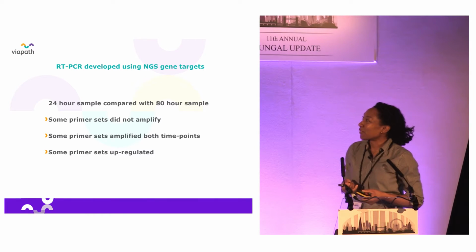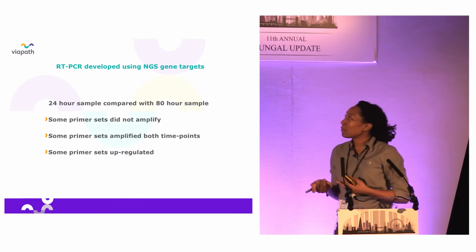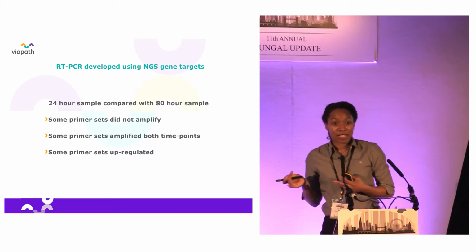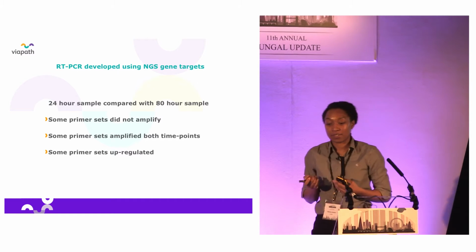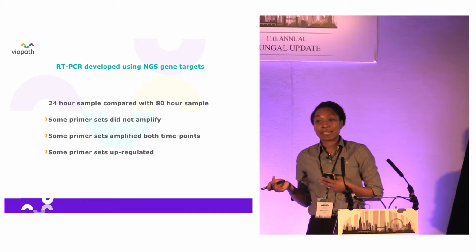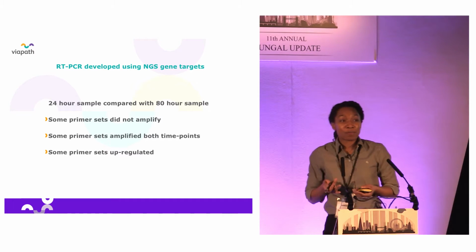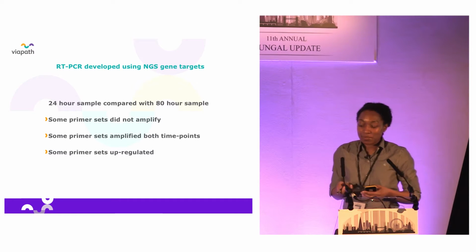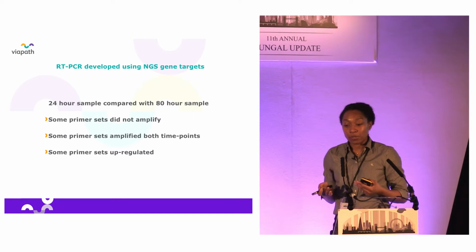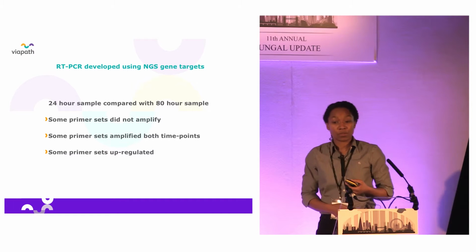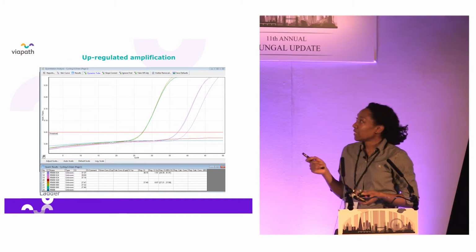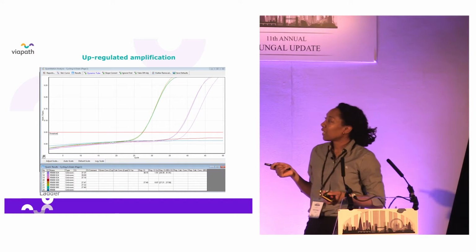So back to the story. I just developed an RT-PCR using some of these next-generation sequence gene targets, and I compared the 24-hour sample in triplicate to the 80-hour sample. Some primer sets did not amplify, to be expected, and some amplified equally in both time points, but some primer sets showed clear upregulation. And this is an example of that.